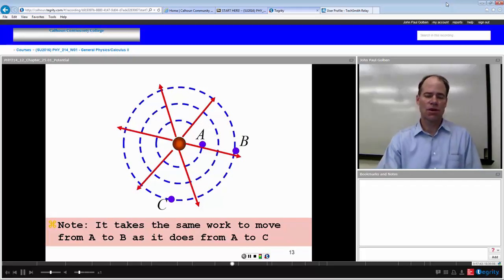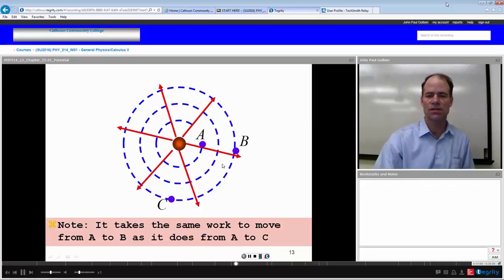As long as you're on the equipotential surface, no work is required to move on that sphere. So it takes the same amount of work to move from point A to point B, where you're changing from one equipotential surface to another, as it would to go from A to C, because from B to C there is no work done. So from A to B it's the same as from A to C in this case. No work done on the equipotential surface from B to C.